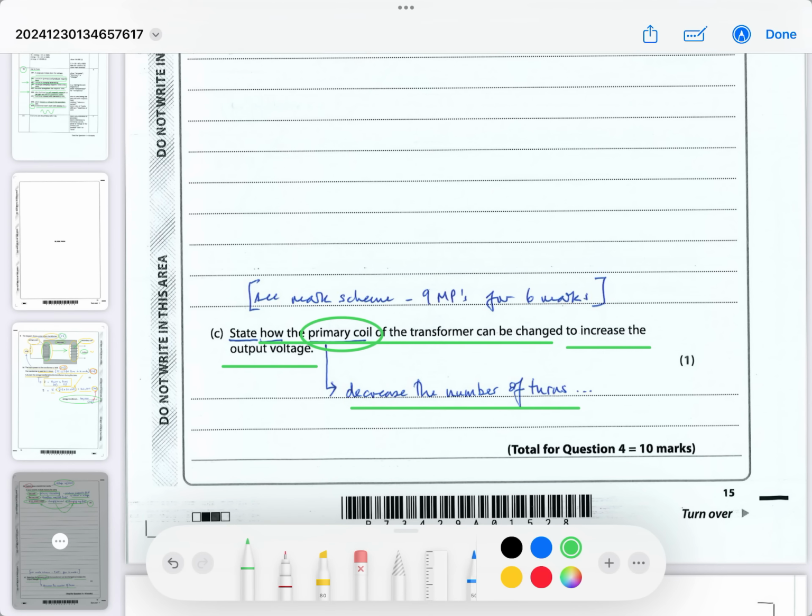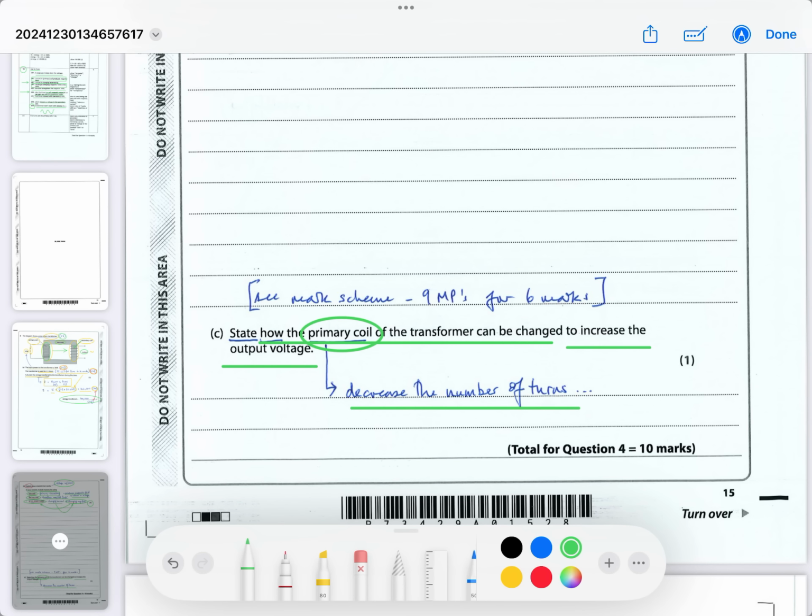Because obviously the voltage is set, and therefore if you want to get an increased output voltage, you want to have more turns as a ratio in the output secondary coil, compared to the primary coil. So you want the number of turns to be low in the primary, and you want the number of turns in the secondary coil to be high. And that's how a transformer works.